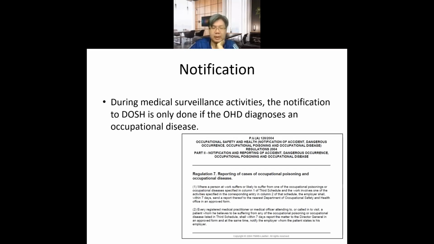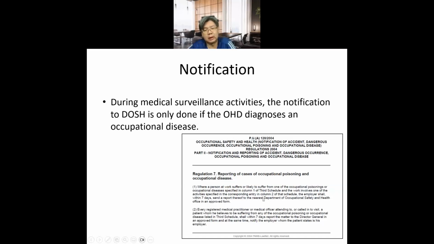Okay. Now, in the medical surveillance process, sometimes we'll be able to confirm certain disease is occupational disease. If as a doctor we confirm that this is occupational disease, then under the NADOPOC regulation, notification of accident, dangerous occurrence, occupational poisoning, occupational disease regulation 2004, then the OHD has to notify occupational disease to DOSH.